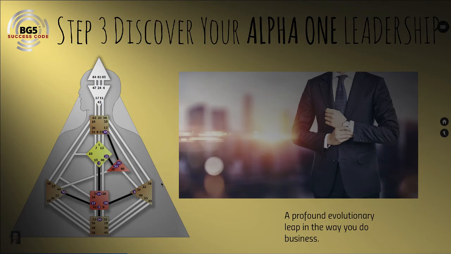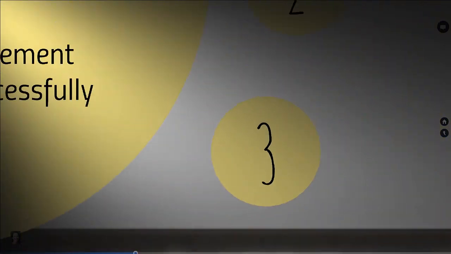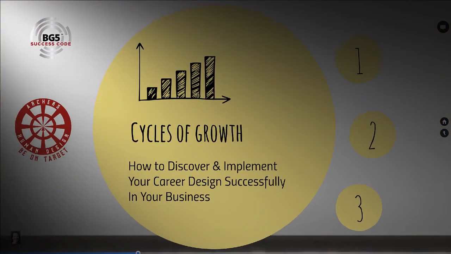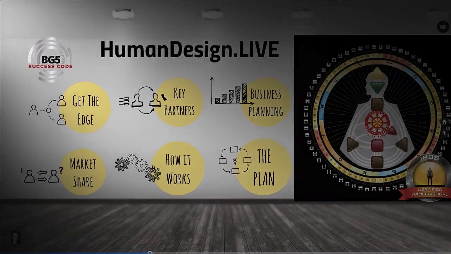If you do have an Alpha 1 channel, I will still work in a recognition of how you behave in alignment with regards to the larger groupings. Because just because you have an Alpha 1 channel doesn't mean that all large groups are for you. But this can be a profound evolutionary leap in the way that you do business. It allows the executive or manager of a large group to be effective and efficient and really focus on how they can be a respected leader. So that's also going to be incorporated into our coaching if that is applicable to you.